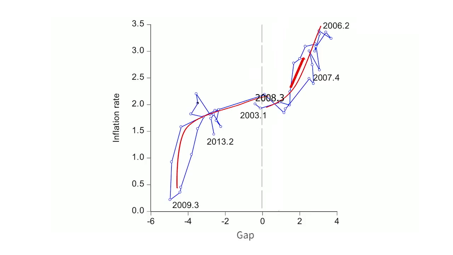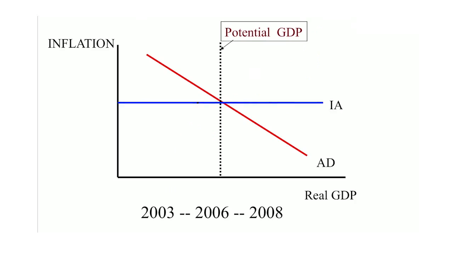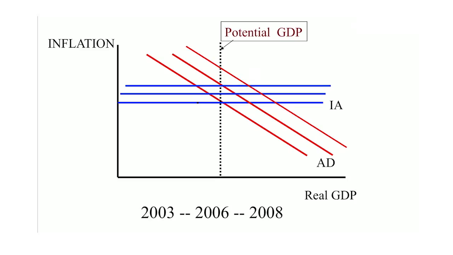So let's try to do that with the model and see what we get. There's the model. As usual, I want to see what happens in 2003, 2006, 2008 with the model. So in terms of the model, we likely have these shifts in aggregate demand, but this time the inflation adjustment curve's going up at the same pace. And so now you do have this possibility of a movement directly towards the northwest. It's not as in the diagram.